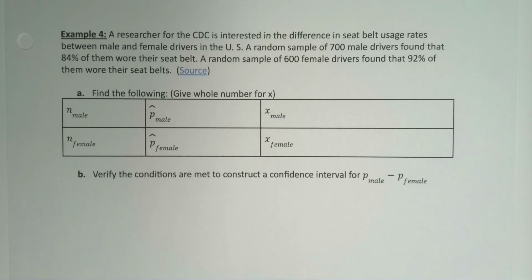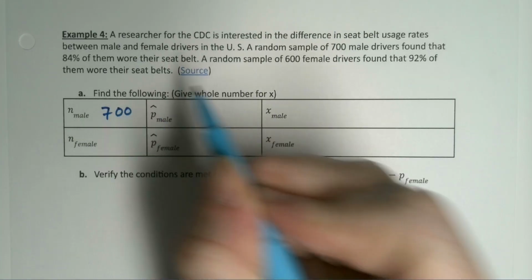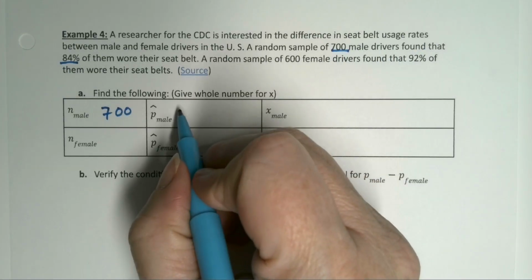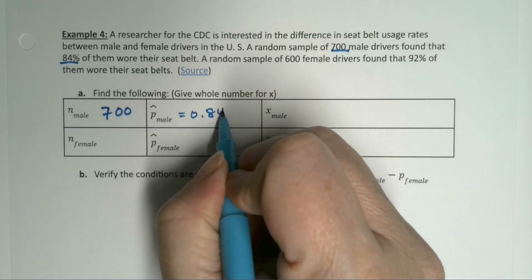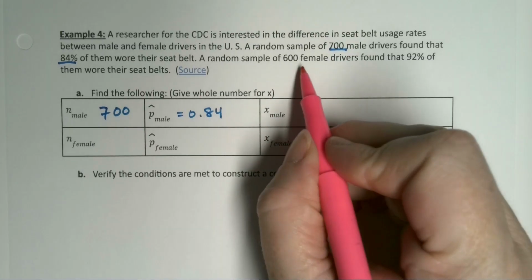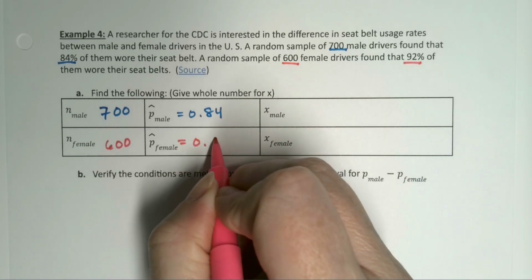A random sample of 700 male drivers found that 84% of them wore their seatbelt, and a random sample of 600 female drivers found that 92% of them wore their seatbelts. All right, well, let's see here. We need the n for male. The sample size for male was 700. And the p hat for male is right here, so these go together. So this was 0.84. All right, the n for female was 600, and the p hat for female was 0.92.